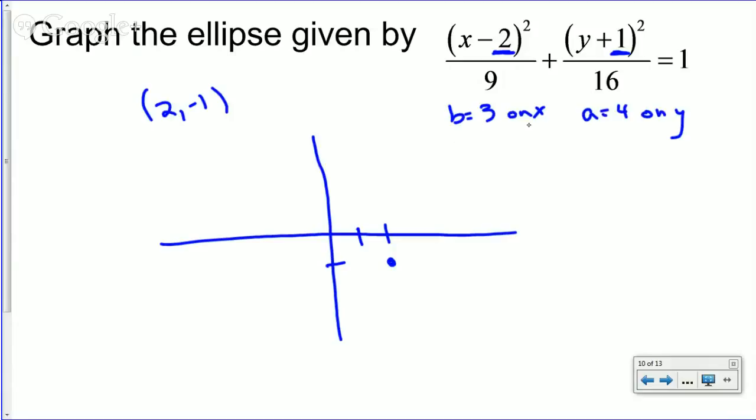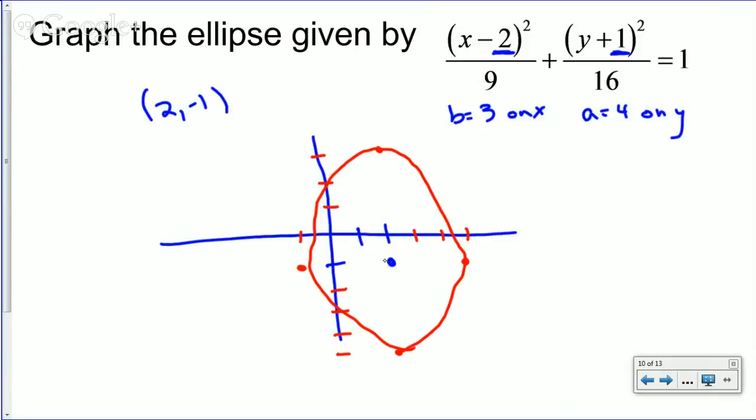So if I go 3 in the x direction, I'm going to go 3 to the left here. I'm going to go 3 to the right here. And I'm going to go 4 in the y direction. So that's 1, 2, 3, 4. And 4 in the downward direction here. And I can connect the dots with kind of an oval. Now that is really, really ugly, sorry.